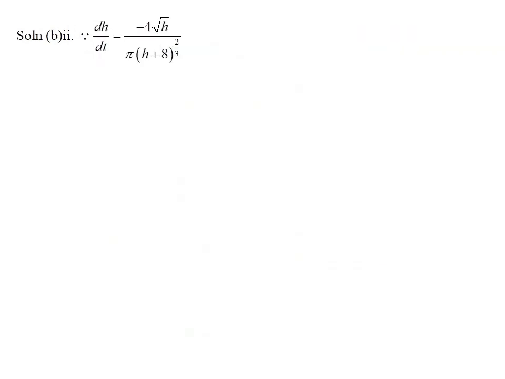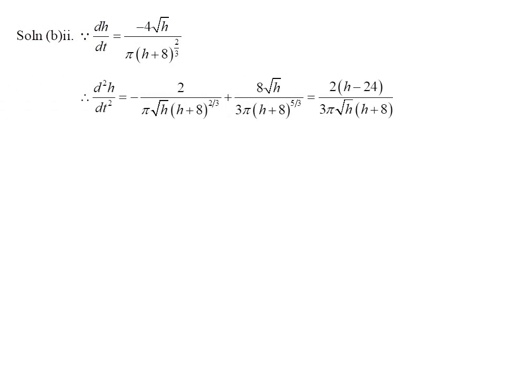Now let's move to section 2 of part B. Since dh/dt equals −4√h over the product of π and (h + 8)^(2/3), its second derivative with respect to t equals 2 times (h − 24) over the product of 3π√h and (h + 8). After being equated to 0, it gives h equals 24.